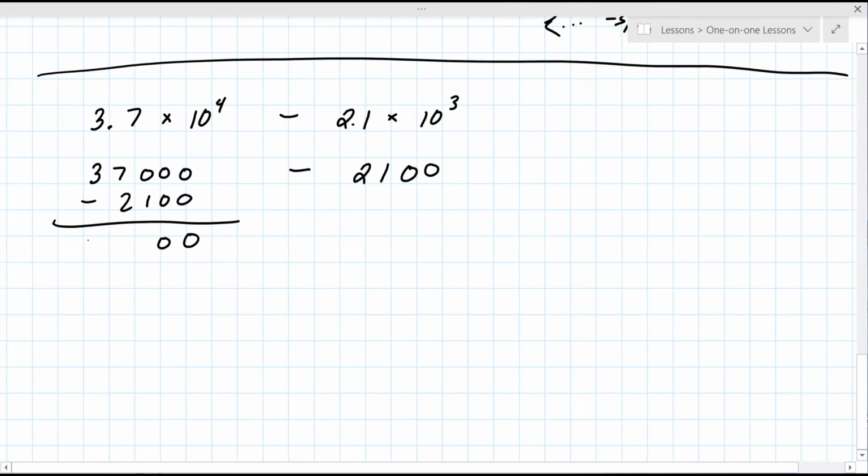So let me know what you get here. 34,900. Convert this to scientific notation for me, please. 3.49 times 10 to the what? Fourth power, you said. Okay, great.